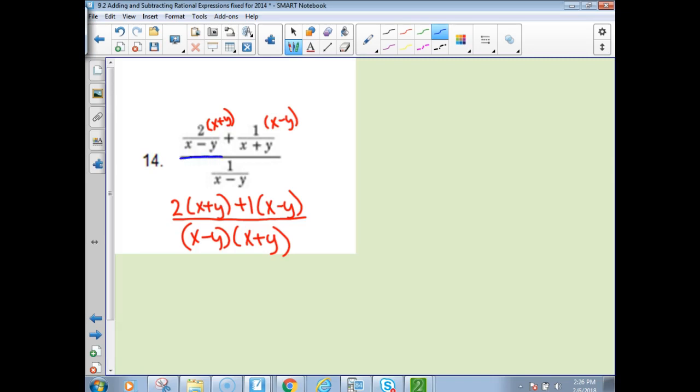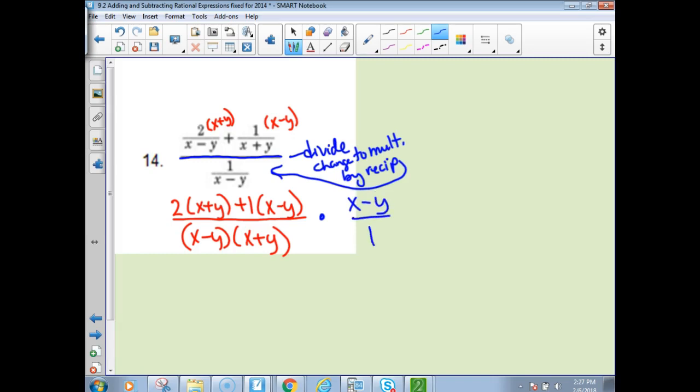This lovely thing right here, that means divide. So what are we going to do to it? We're going to change to multiply by the reciprocal of the denominator. So we're going to change it to multiply, and we're going to flip over and write x minus y over 1. I bet this isn't looking quite as bad now. I hope.